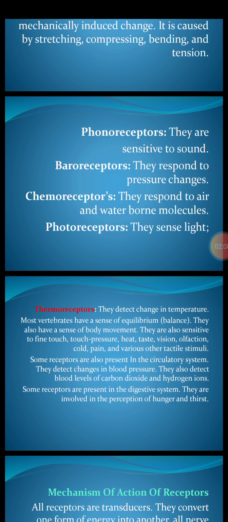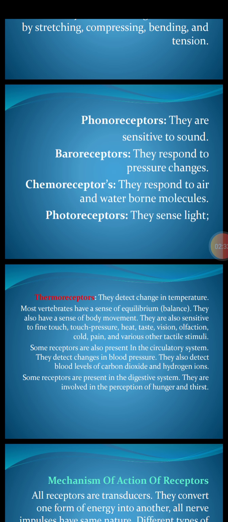Most vertebrates possess thermoreceptors. There are also some receptors which are present in different kinds of systems, like the circulatory system. They detect changes in blood pressure and also detect the blood levels of carbon dioxide and hydrogen ions. There are also some receptors present in the digestive system. They are involved in the perception of hunger and thirst.